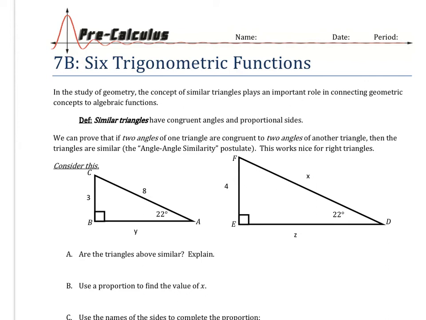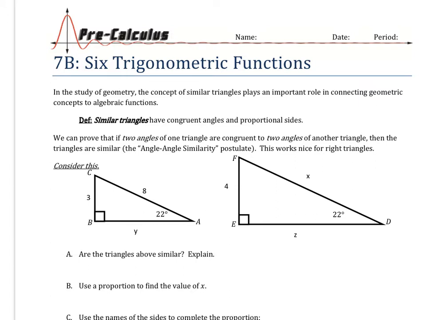In this lesson, we're going to take a look at the 6 trigonometric functions. So to start off, we need to understand that trigonometry is related to similar figures in geometry. Similar triangles are triangles that have congruent angles and proportional size. You may remember that from geometry.